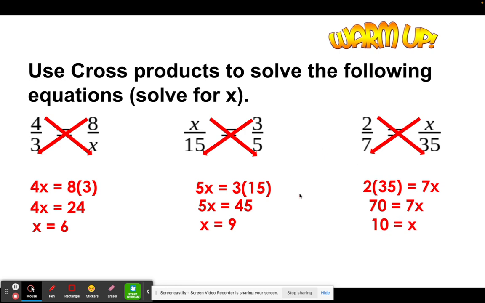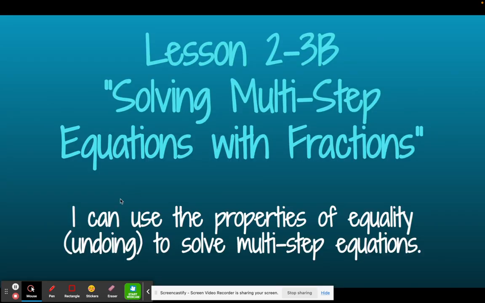And this can come in handy when solving some equations involving fractions, but it's not always the easiest way to do it, so it kind of depends on the situation. So our lesson 2-3b is solving multi-step equations with fractions, and we're going to use the properties of equality to solve these equations.